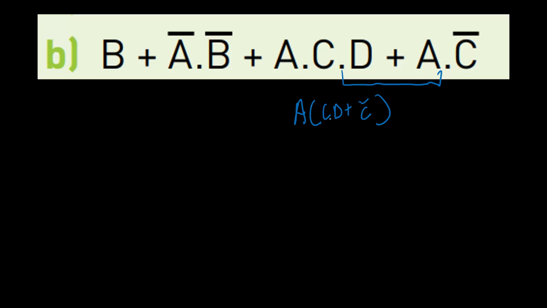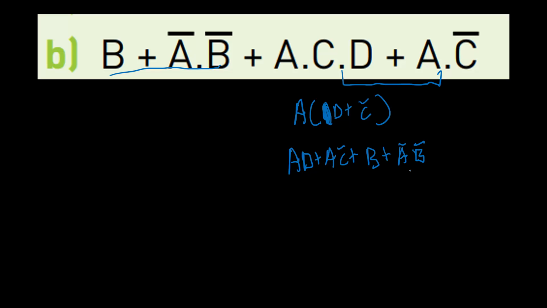This C loses because it's attached to something. So we get rid of this. Now we have A D, or A not C, and I want to bring these two terms down, B, or not A, not B.